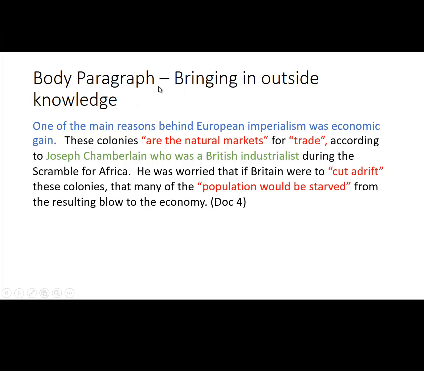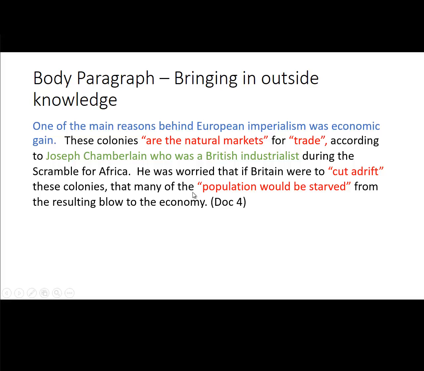Now, at some point after I got all of my documents in here, and that's just one document, I also need to bring in some outside knowledge. That's where we went through the gallery walk, and you took your notes and got information down about different imperial nations and the different colonies that they went through and their motivations behind it. So you should be able to find in your notes something about the economic impact, and you'd want to include that here. So how are you going to include that?